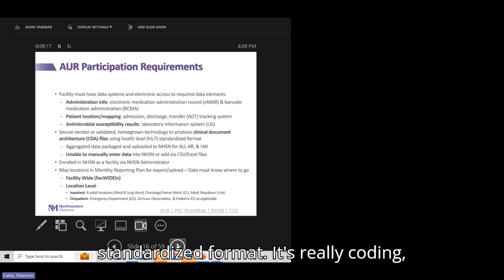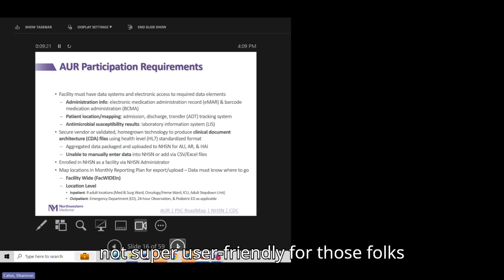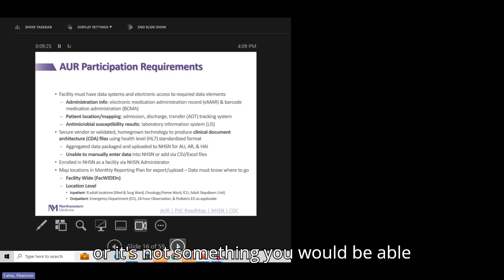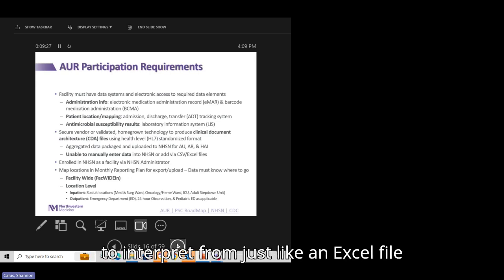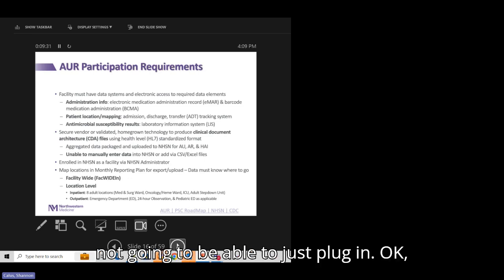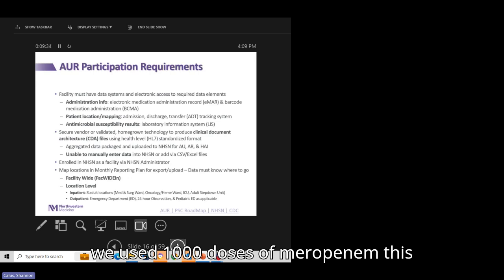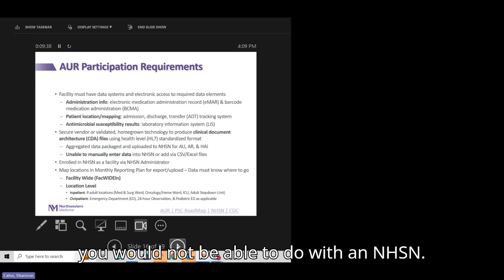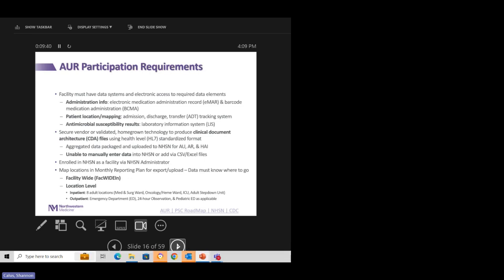It's really coding, so it looks very different and not super user-friendly for those folks who are maybe less familiar with coding, or it's not something you would be able to interpret from just an Excel file or manually enter. So note that you're not going to be able to just plug in, okay, we used 1,000 doses of meropenem this month on this unit. That's something that you would not be able to do with NHSN.